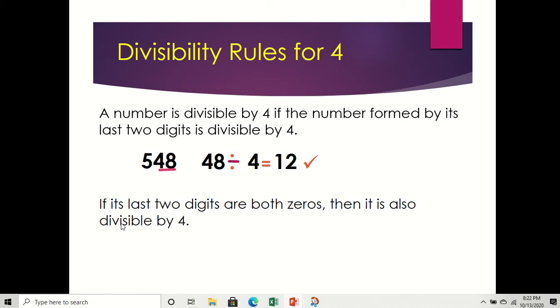Another rule, if its last two digits are both zeros, then it is also divisible by 4. Example, we have 600. It ends with two zeros. It means 600 is also divisible by 4.